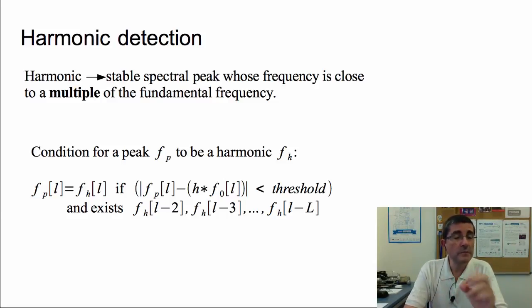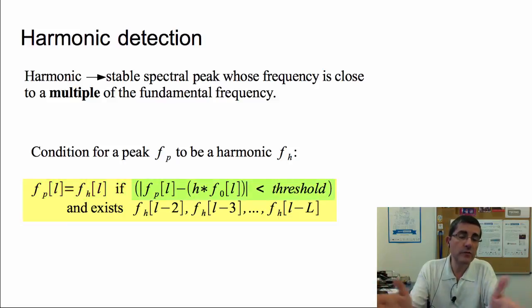So we'll focus on the concept of a harmonic, and we'll define that as being a spectral peak whose frequency is close to a multiple of the fundamental frequency. And we can formulate this idea with this equation in which we define f sub p, a peak. The concept of it being a harmonic will be when the absolute value of the difference between f sub p and a multiple of f sub 0 for a given frame l is smaller than a threshold that we give.